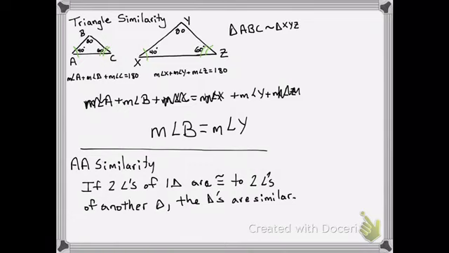What that means, again, the angles are all the same. A and X are going to be the same size. B and Y are exactly the same. Angles C and angle Z are exactly the same. And then it means that our sides are proportional.